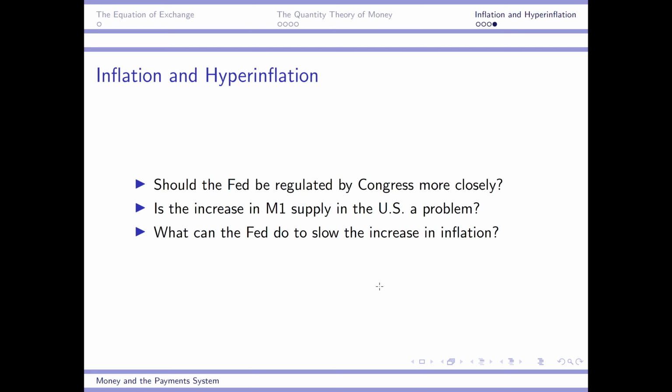So, to leave you with some closing thoughts, discussion, and tidbits to think about. First, do you think that the Fed should be regulated by Congress more closely? Do you think that this uncontrollable surge of M1 money is a good reason for Congress to regulate the Fed to make sure that the Fed can't do that in the future? And is it even a problem in the first place? Should we actually be concerned about the M1 supply, or do you trust the Fed to reel it back in? And then finally, as we start to see an increase in inflation in the United States, what do you think the Fed can and should do to try and slow the increase of inflation in the United States?